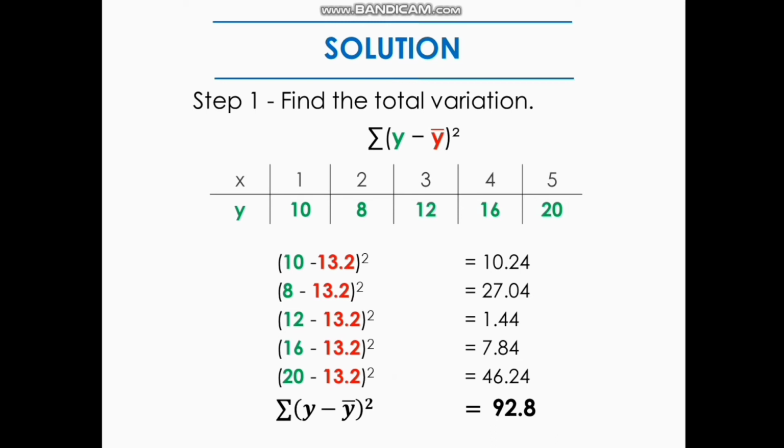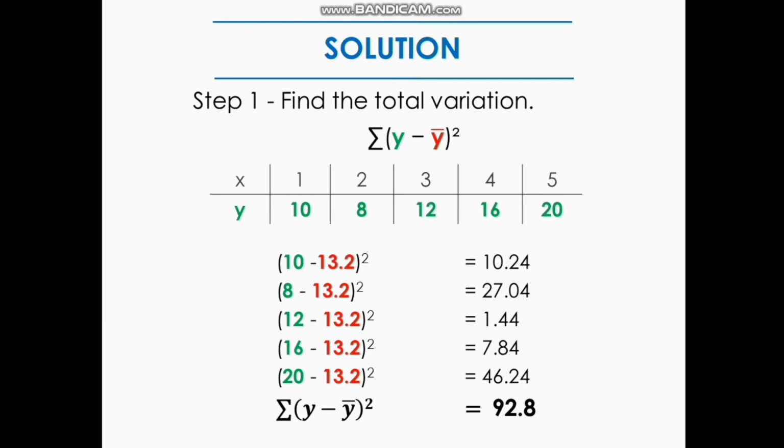So the square of 10 minus 13.2 is equal to 10.24. The square of 8 minus 13.2 is equal to 27.04. The square of 12 minus 13.2 is equal to 1.44. The square of 16 minus 13.2 is equal to 7.84. The square of 20 minus 13.2 is equal to 46.24.